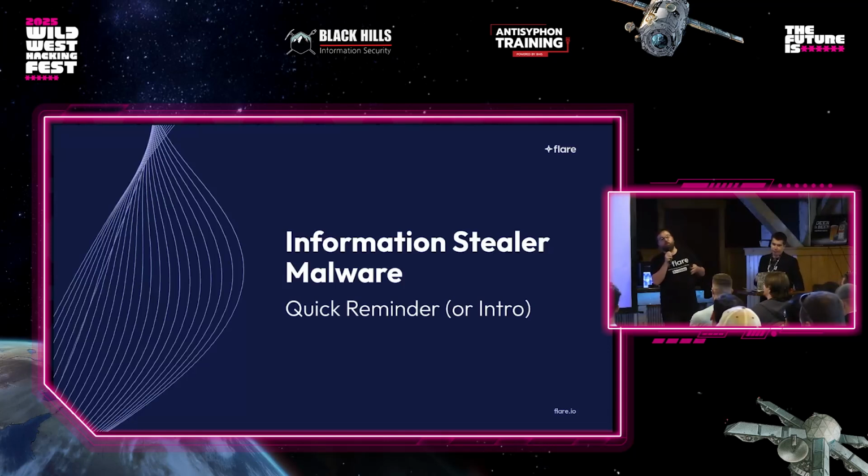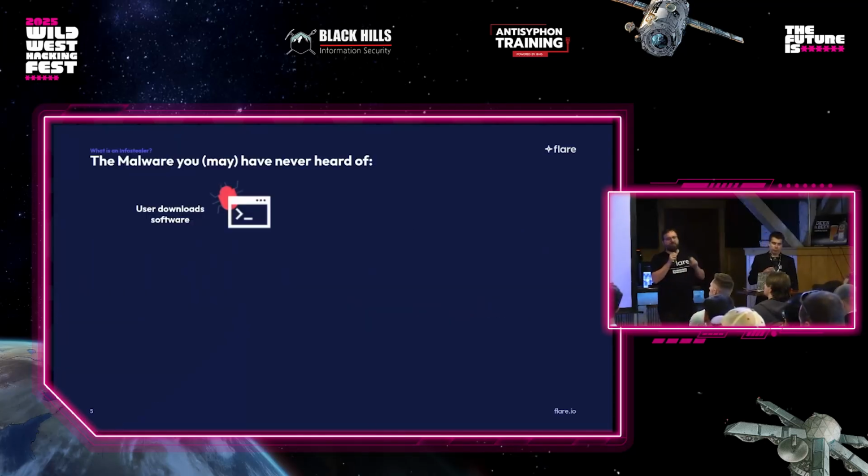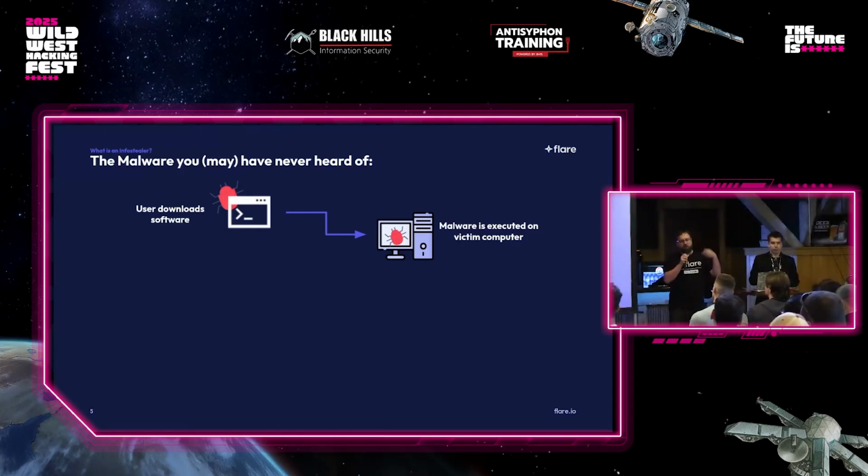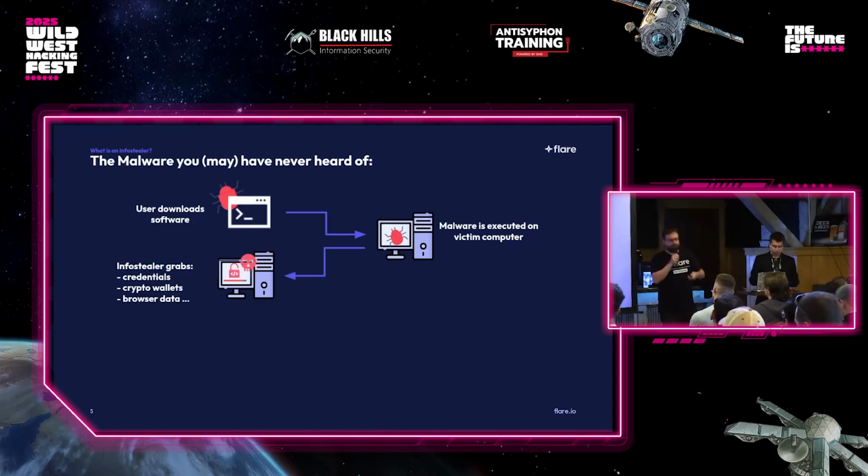So let's chat about what is an information stealer at first. Maybe you've never heard of that, so we'll make sure to level set so that everybody is aware what we're talking about. At first, we have someone that downloaded software, cracked software, a mod for a video game, anything that can have an executable run, just like typical malware. But the thing is that this malware is now executed on the victim computer. And we're talking any computer. Typically what we're seeing, the computer at home.